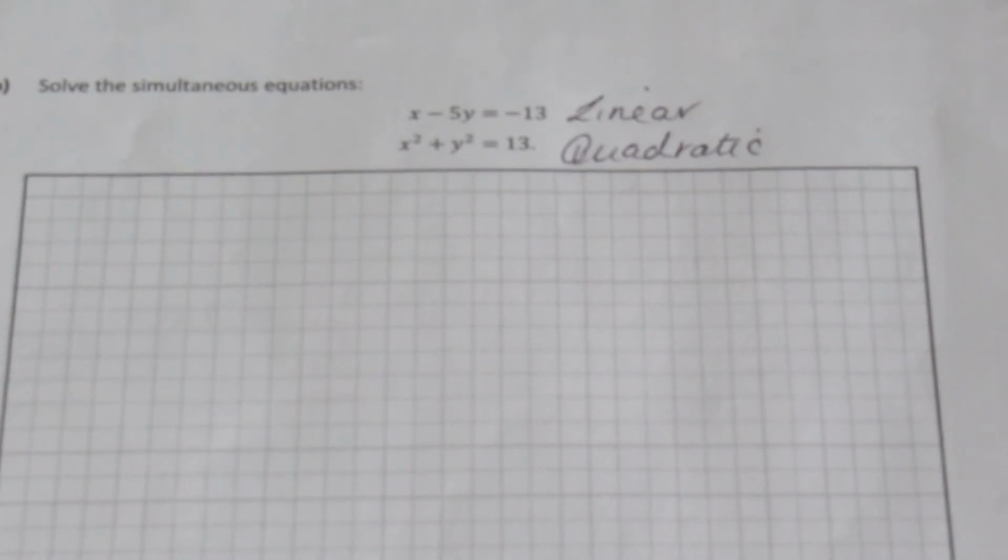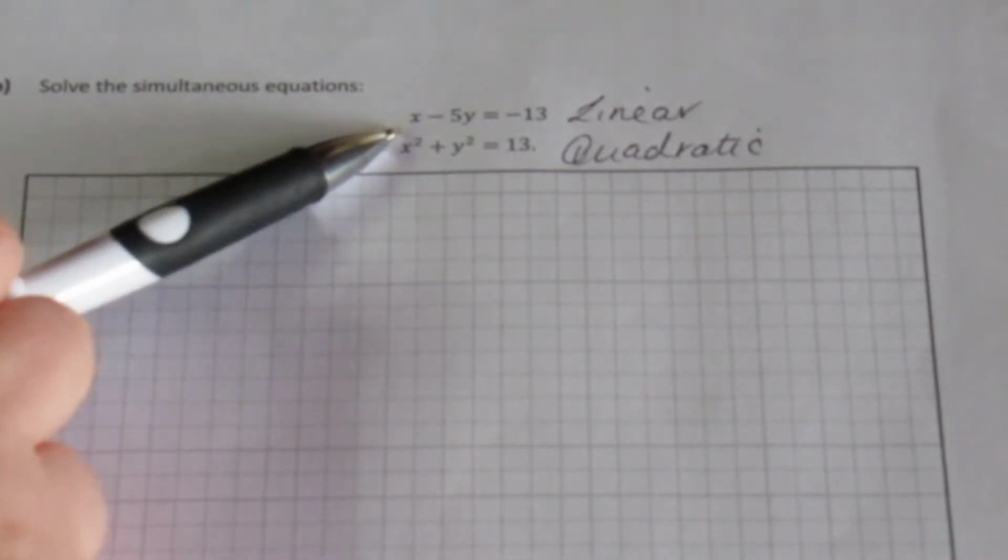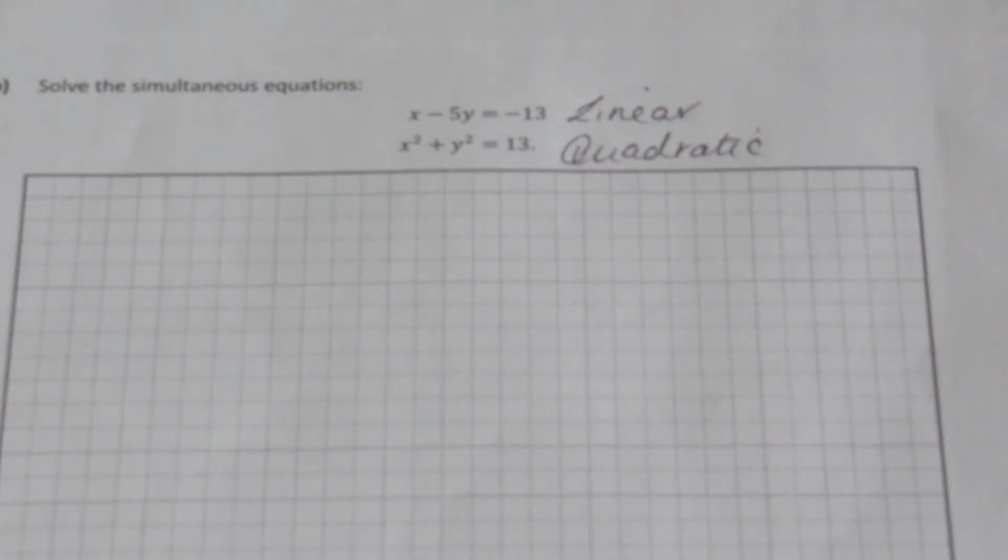The best way to remember here is these are different. Look, x and x squared, they're totally different things. So you can't really add them, you can't really combine them like you would in the other type of simultaneous equation.